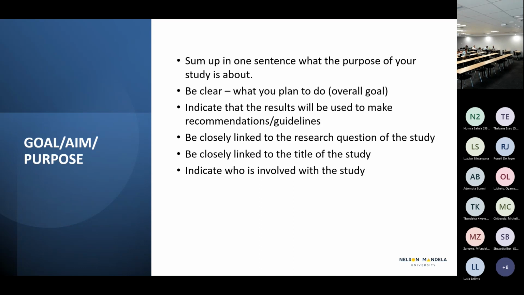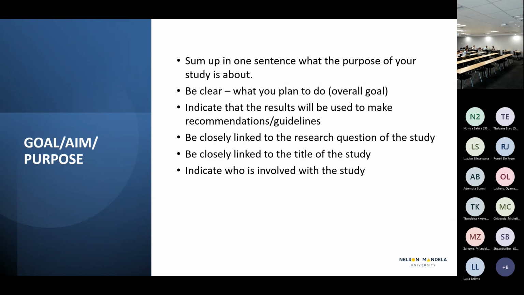So the aim is often a difficult thing for people to get their minds around. Some people call it a goal. Some people call it a purpose. Often in qualitative research, they tend to use the word purpose more than aim or goal. But basically, quantitative research often works with hypotheses, and so you can say that the goal is to disprove or prove the hypothesis. There's a very clear aim, a very clear goal.